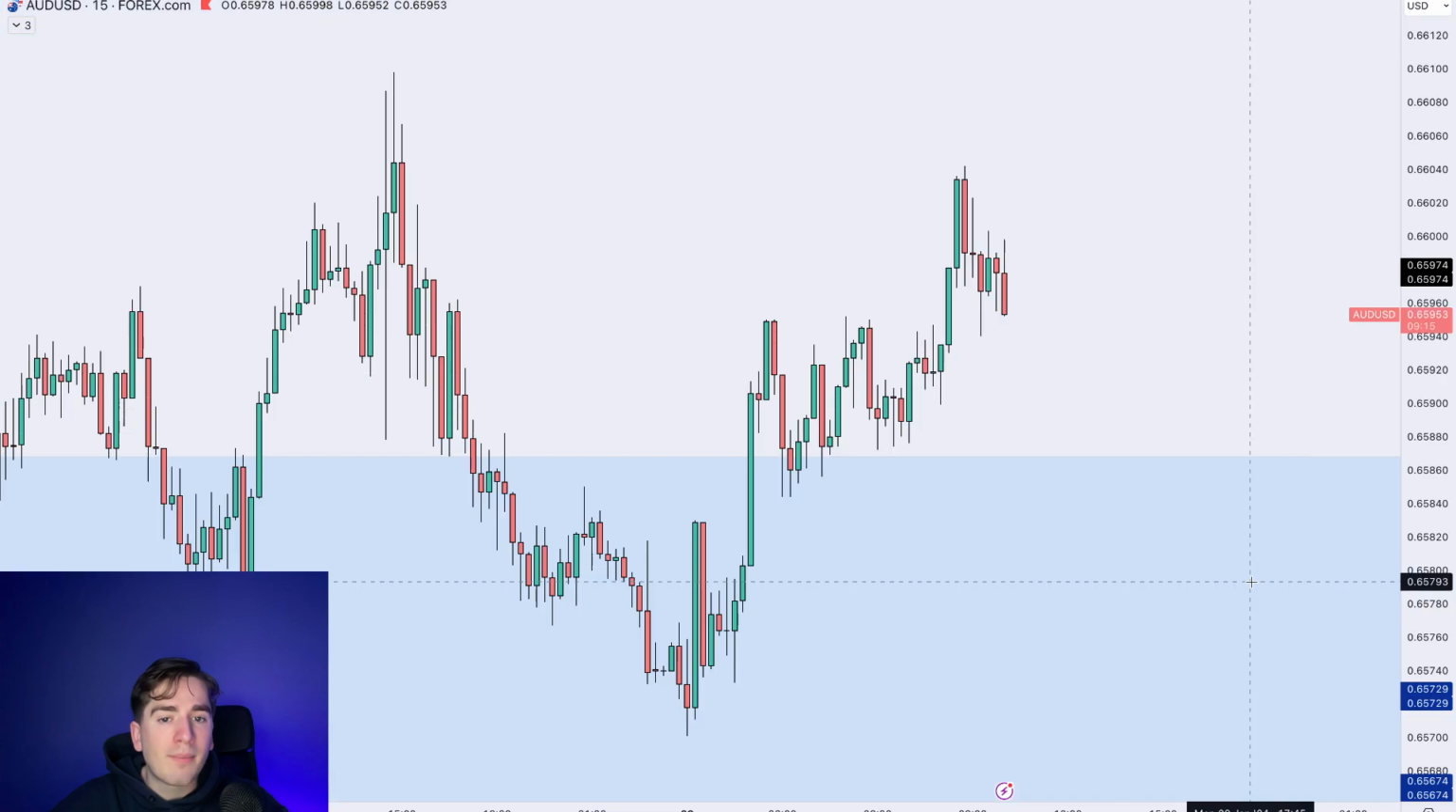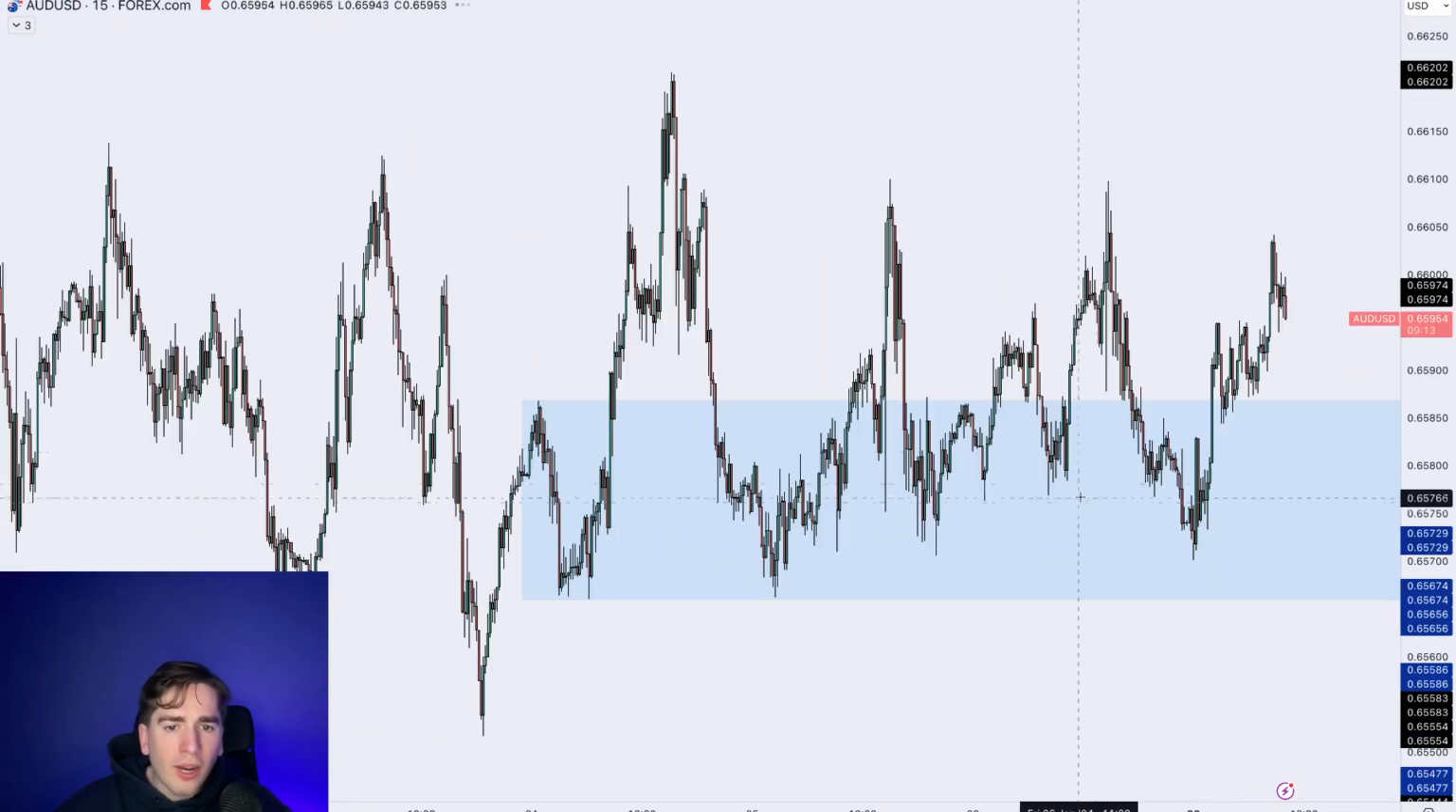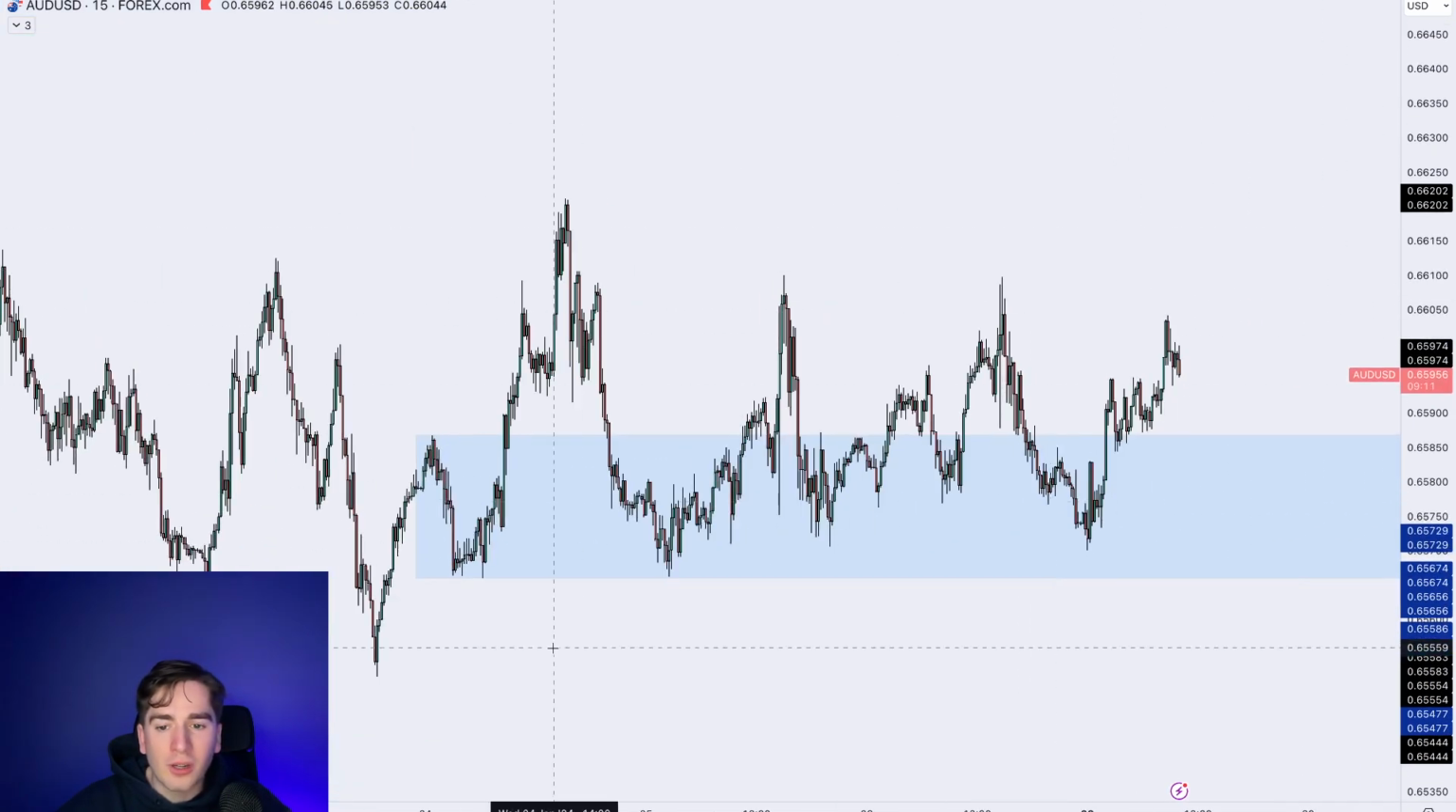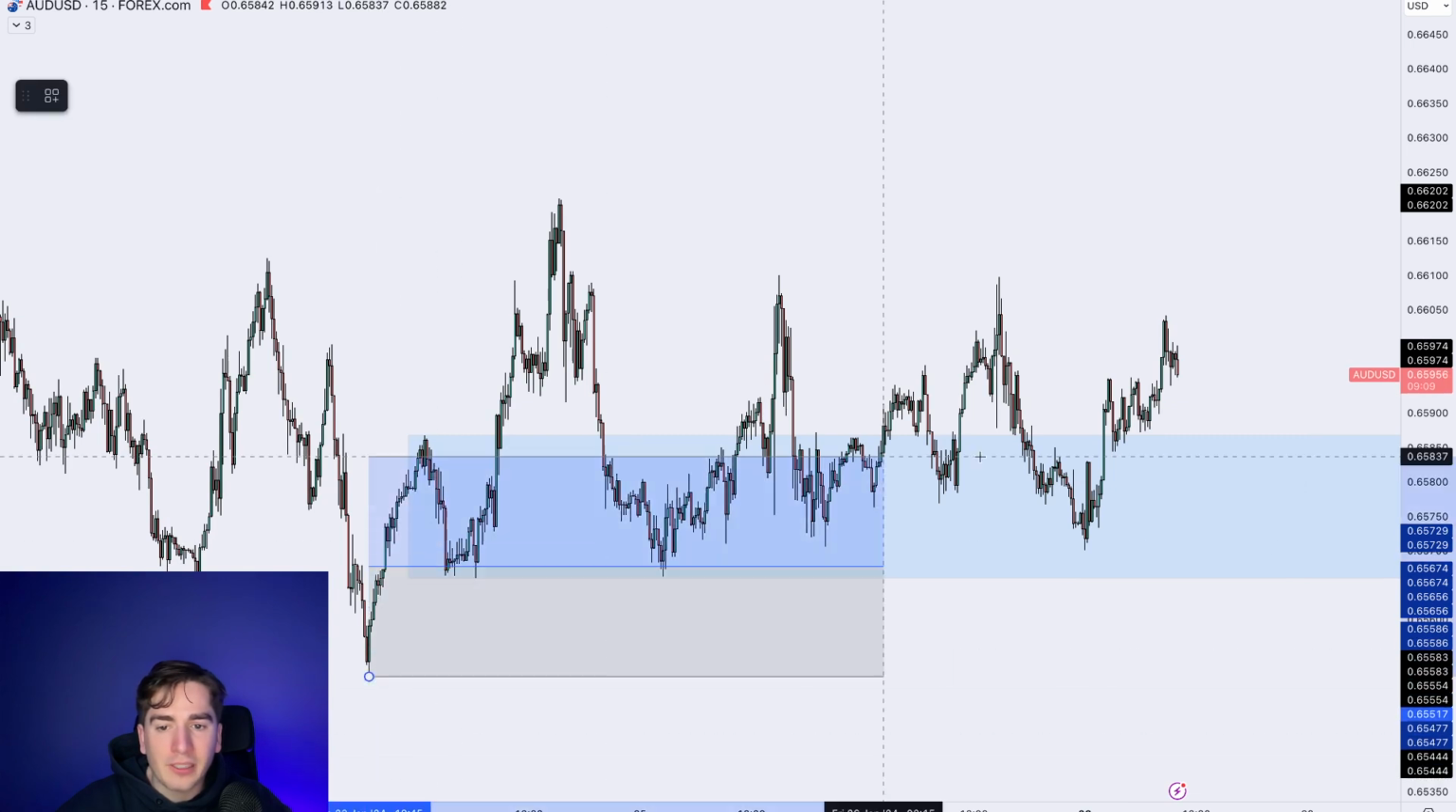So what I'm now looking at, moreover, I don't really have any 15-minute structure drawn in, just due to the fact of the messy price action.